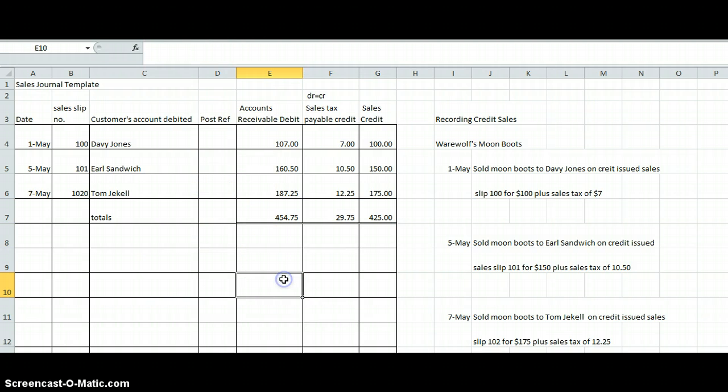And then when we go to the next screencast, we're going to talk about posting. Instead of posting each of these individual transactions, what we're actually going to post is these totals at the bottom to these 3 accounts. So that's why you go ahead and total them up. And again, it's a good check. You can make sure that $29.75 plus $4.25 is equal to your $454.75 because your debits should always equal your credits.